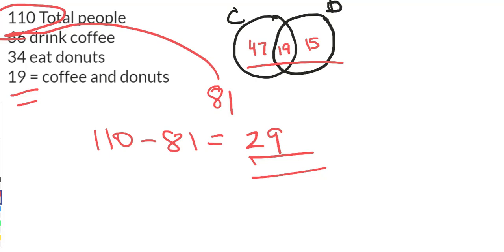So as you can see, these Venn diagrams are pretty cool to be able to answer questions, but you have to have this understanding of the intersect, that they do both. And then remember to subtract those values out when you're doing the outside of the intersection.